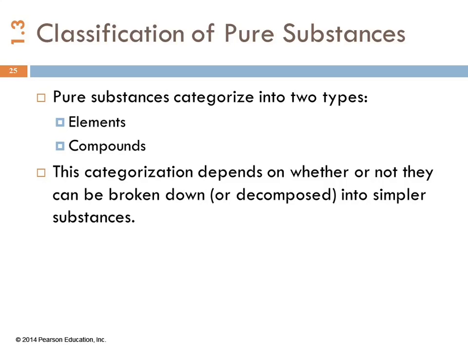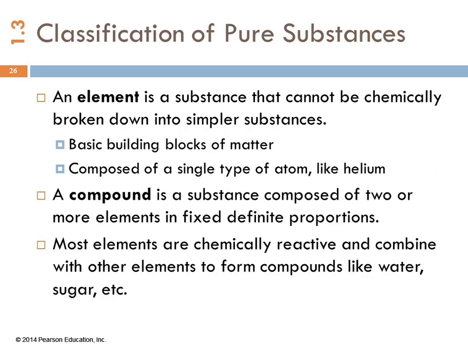So we can take that category of pure substances and break that down into elements and compounds. And this has to do with, can you take it apart into simpler substances? So an element cannot be chemically broken down into simpler substances. So it's the Lego brick. You can't take the Lego brick apart into smaller things. But a compound is a couple of Lego bricks together, or maybe a whole bunch of them together, and you can take it apart.